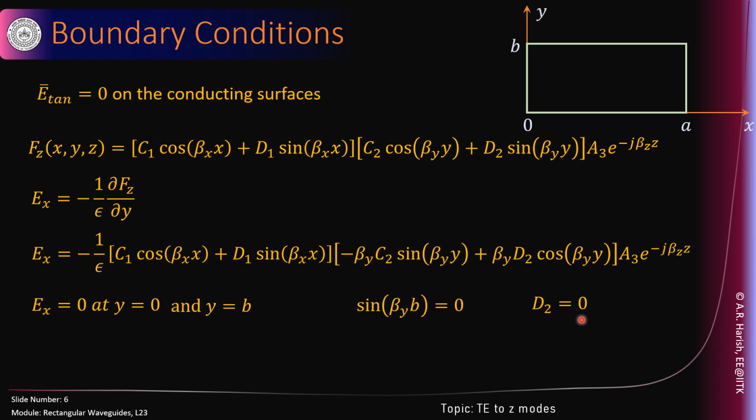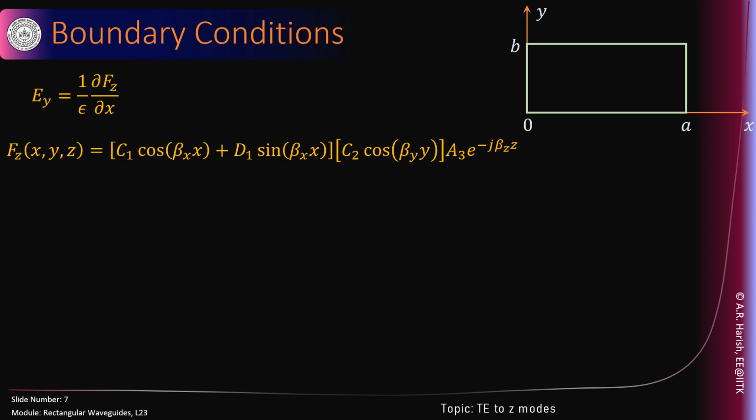Now the next one is at y equal to b, Ex has to be 0. Therefore, sine beta y must be 0 at y equal to b. Therefore, sine beta y b will be 0. This is a requirement to ensure that the tangential component is 0 at y equal to b, which implies beta y b equal to n pi, where n could be an integer 0, 1, 2, 3, any of the integers. Therefore, beta y is n pi by b.